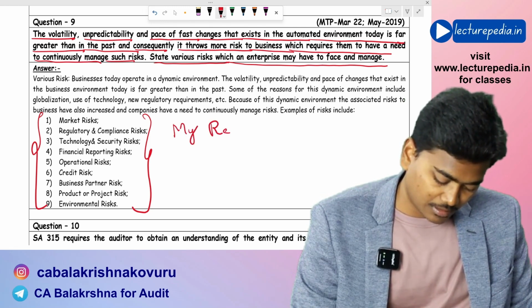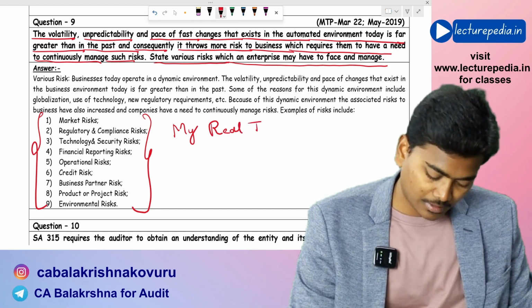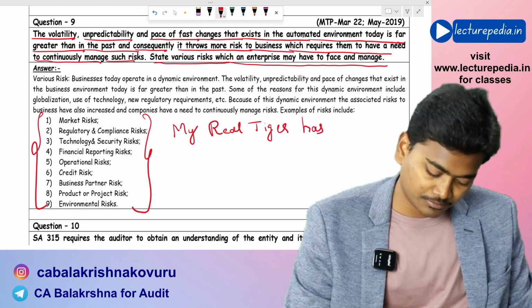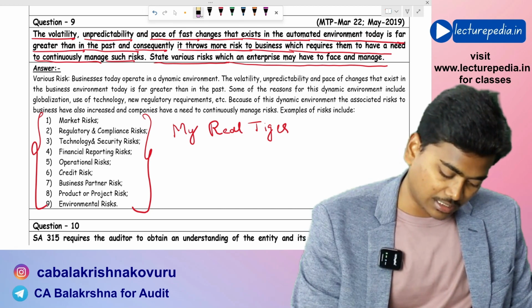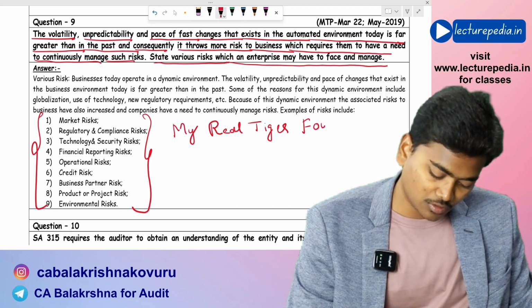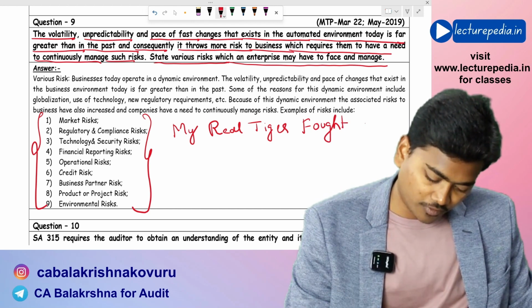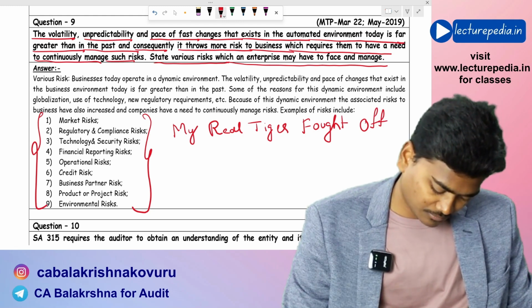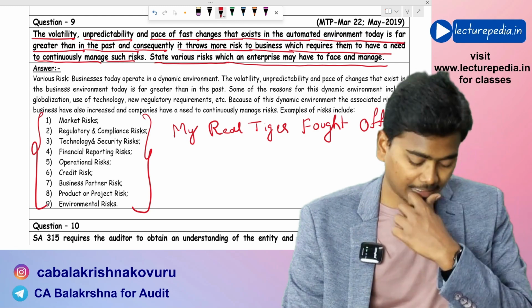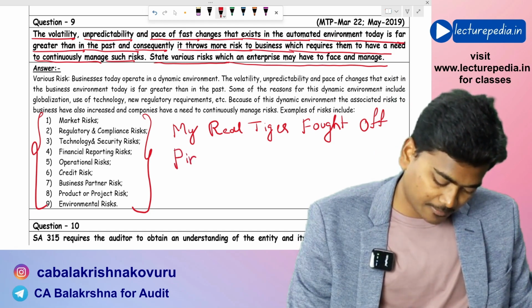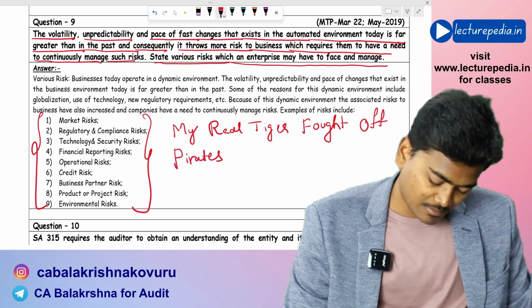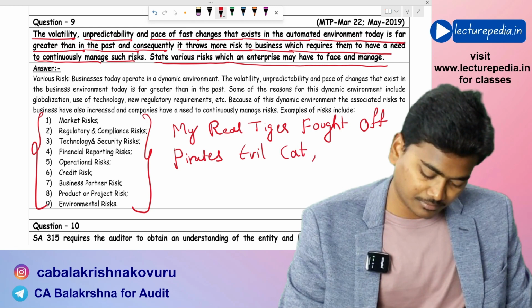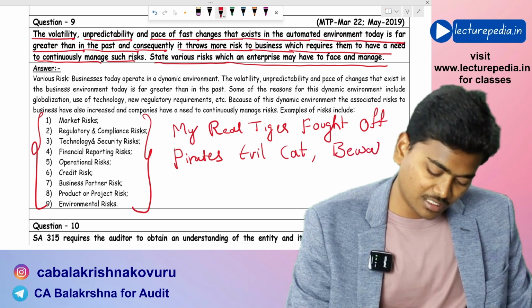My real tiger has pot of pirates evil cat. Beware.